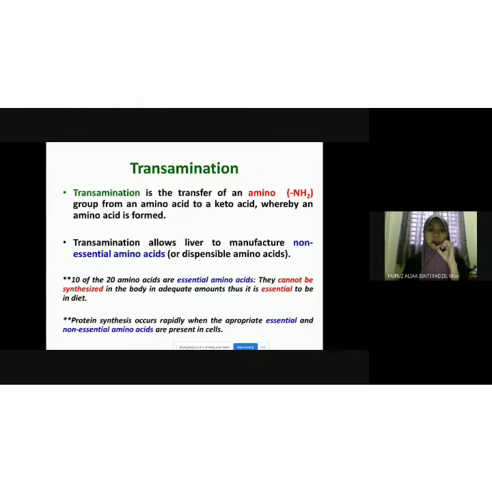Now we go straight to transamination. Amination, amine. You guys remember the amino group is NH2 here. And trans, you guys remember transfer. So we transfer an amino group from an amino acid.